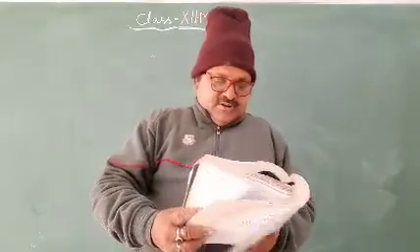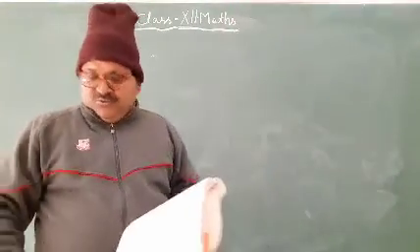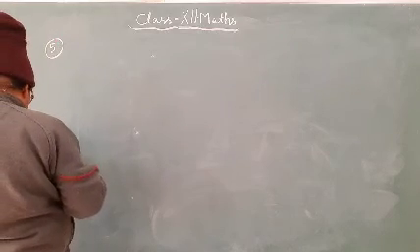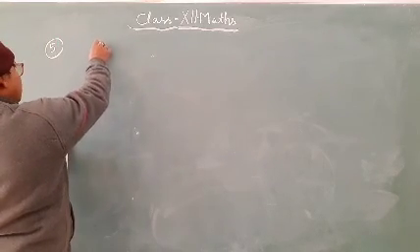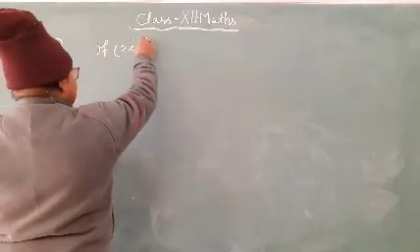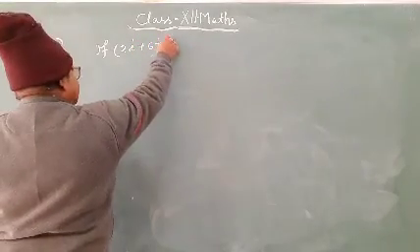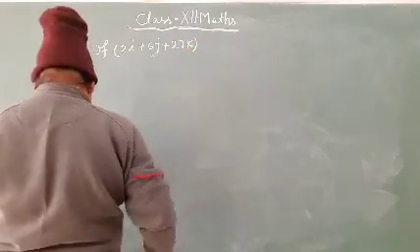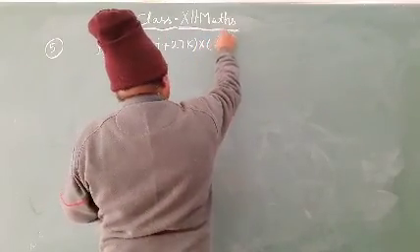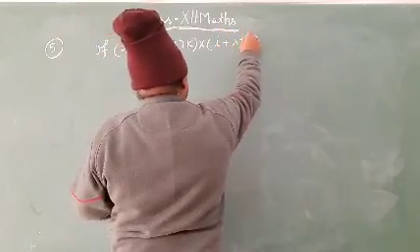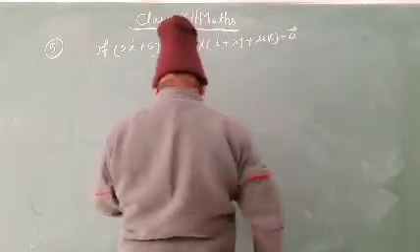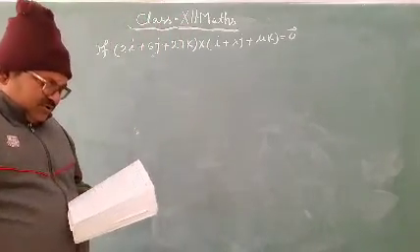Question number 5. Find the value of lambda and mu if (2i plus 6j plus 27k) cross product (i plus lambda j plus mu k) is equal to 0 vector.